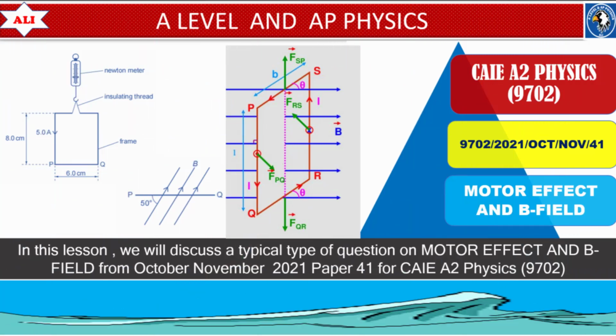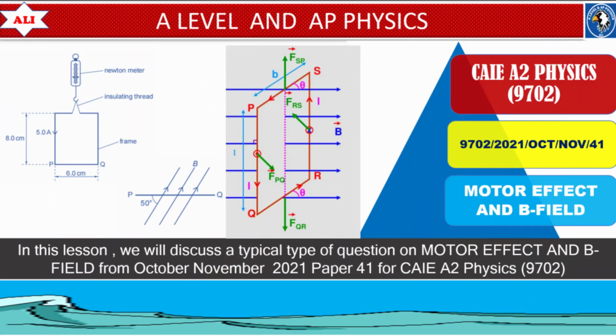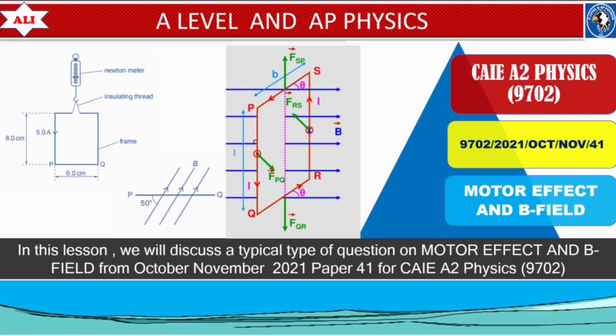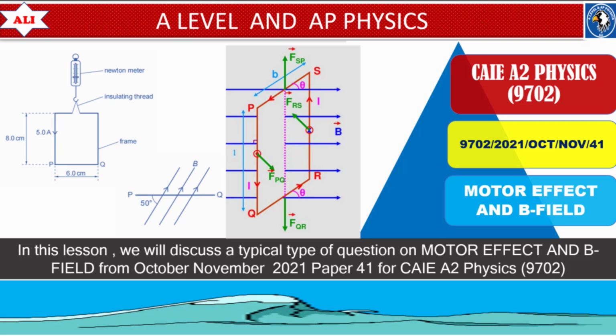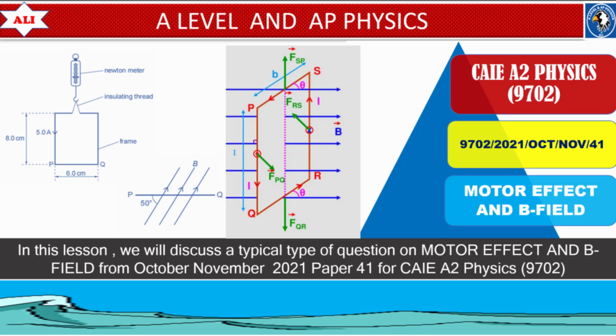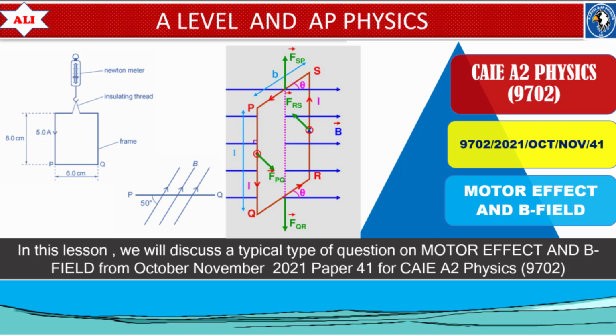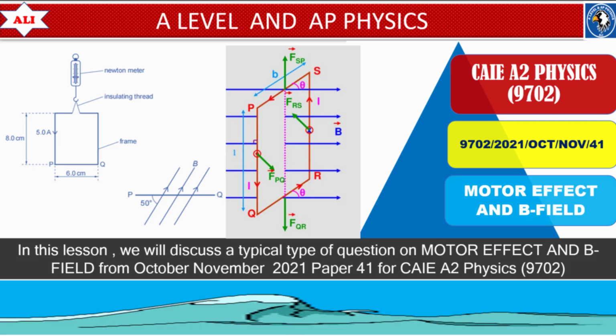Welcome to A-Level and AP Physics. In today's lesson, we will discuss one very important past paper question on motor effect and electromagnetism. This question is from October-November 2021, paper 4, variant 1. In this lesson, we will discuss how to define Tesla in a proper way.